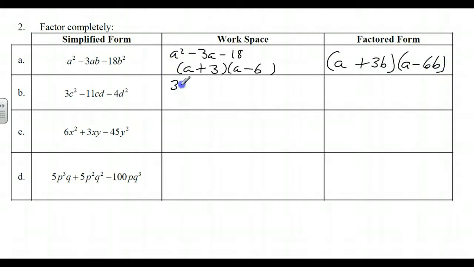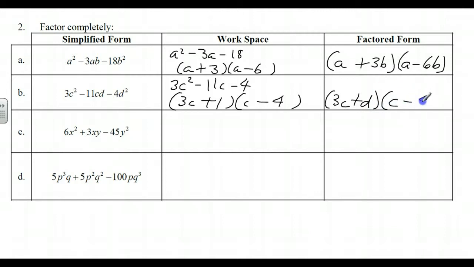I'm going to factor 3c squared minus 11c minus 4. 3c, c, 4, I put the 4 here, let's go minus 4 plus 1. 3c squared minus 12 plus 1 is minus 11 minus 4. It's factoring magic. 3c, now I need a d, so we're going to go plus 1d, or just plus d, and c minus 4d.